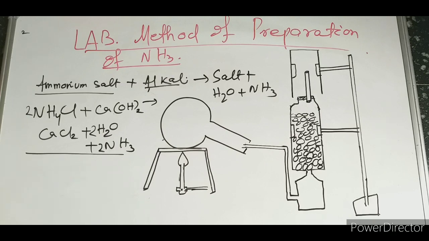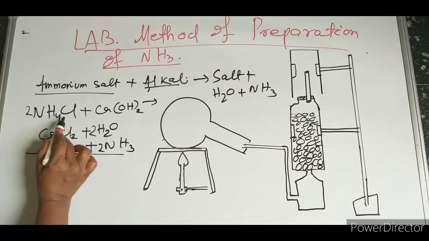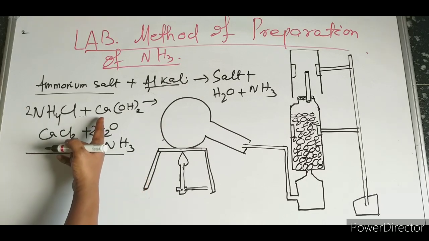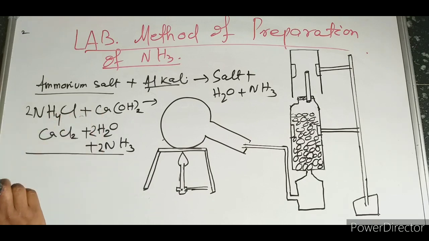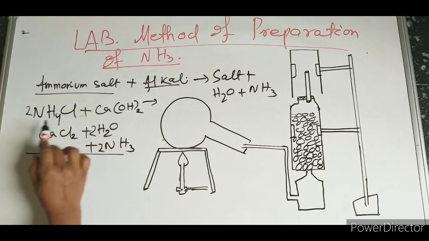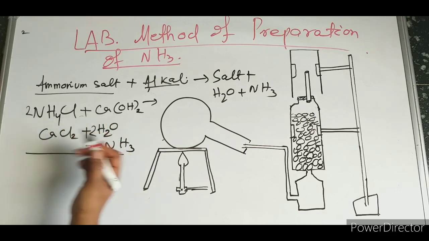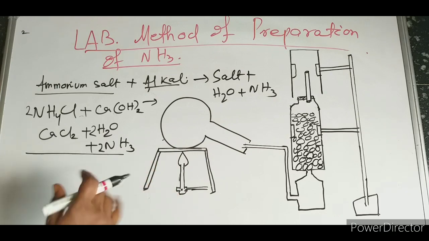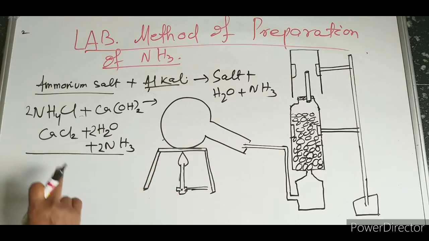Here the ammonium chloride and calcium hydroxide should be mixed properly with each other, and they should be very fine particles. When they are made into fine particles, the reaction will be very fast, because there will be more surface area for the reaction. That is the way. Write down this one. Now we will go for other things.